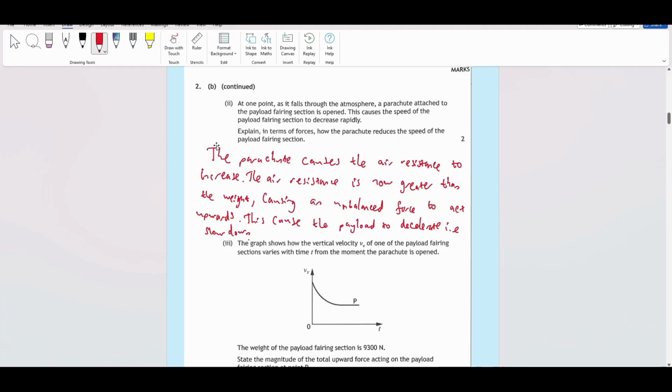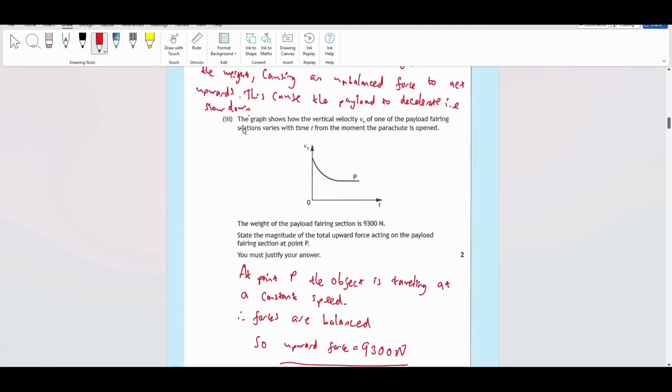So what I've written for this is the parachute causes the air resistance to increase. The air resistance is now greater than the weight, causing an unbalanced force to act upwards. This causes the payload to decelerate, i.e. slow down.